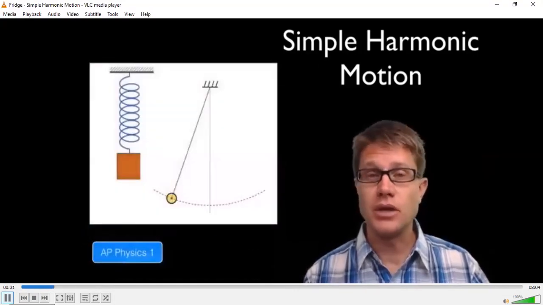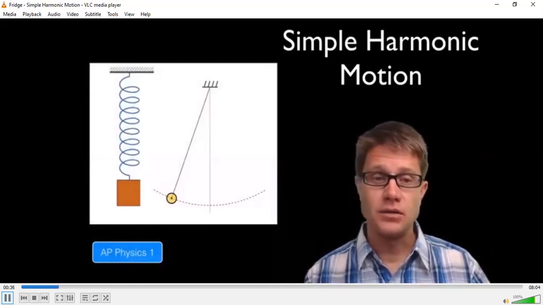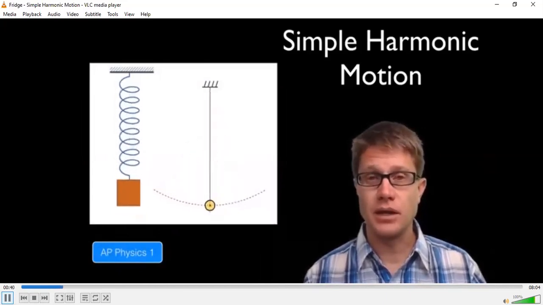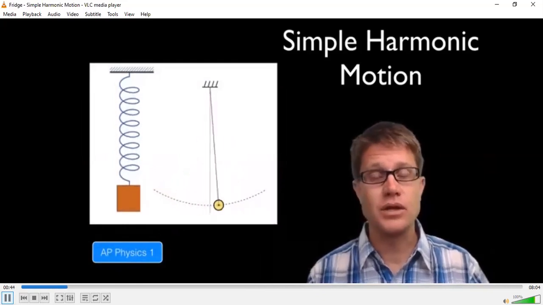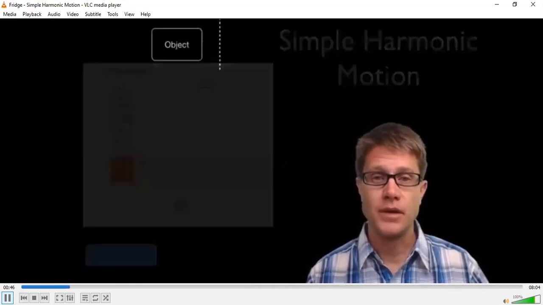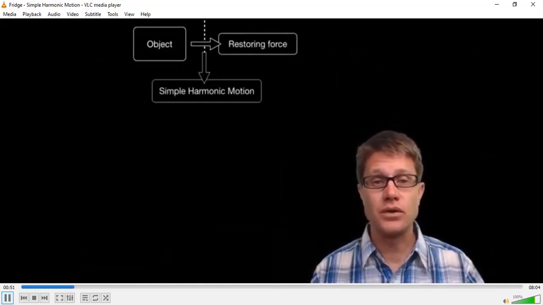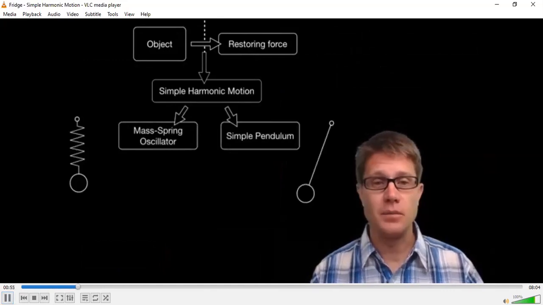There are really two examples we'll do in AP Physics. One is a mass spring oscillator, which is going to bounce up and down like this, or a pendulum that's going to swing back and forth like this. Equilibrium is going to be right in the middle, but these restoring forces continue to bring it back towards equilibrium. If you have an object moving towards equilibrium based on restoring forces, we call that simple harmonic motion. Here are the two types we'll talk about in AP Physics.